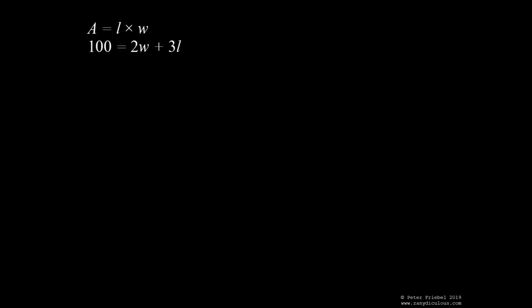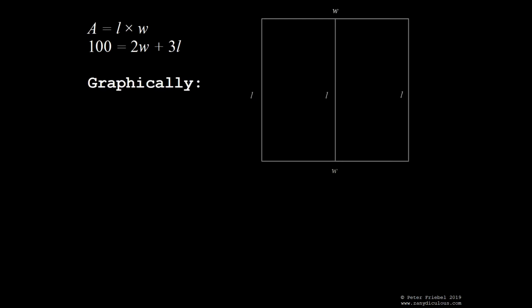A is L times W. The area is the length times the width. The 100 meters of fencing material is 2 times W plus 3 times L, or the other way around, but I'm choosing this way. And graphically, that will look something like this. So, what do we have? 2 times W in fencing material, 1 and 2. And we have 3 times the length, 1, 2, and 3. Now, the sum of all those bits of fencing material should be 100. And the area, of course, is L times W.